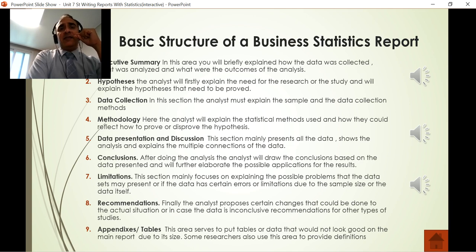Then we have recommendations for the future. I think if we analyze a larger sample, that could be better. If we were to collect the data at times that are more accurate, if we had more funding. So things that you recommend for the next time that someone tries to address a similar study. And then appendices and tables.